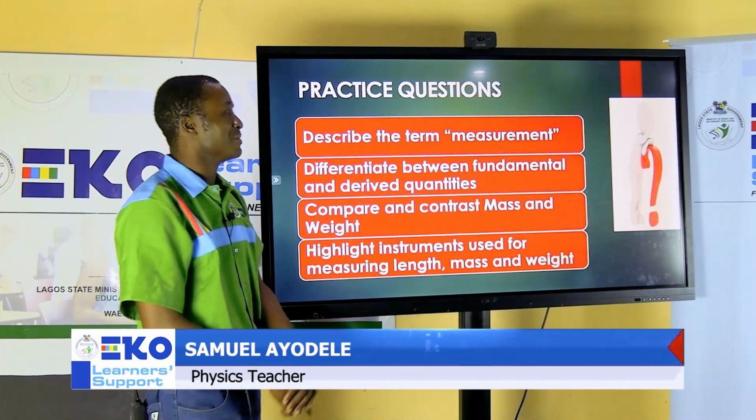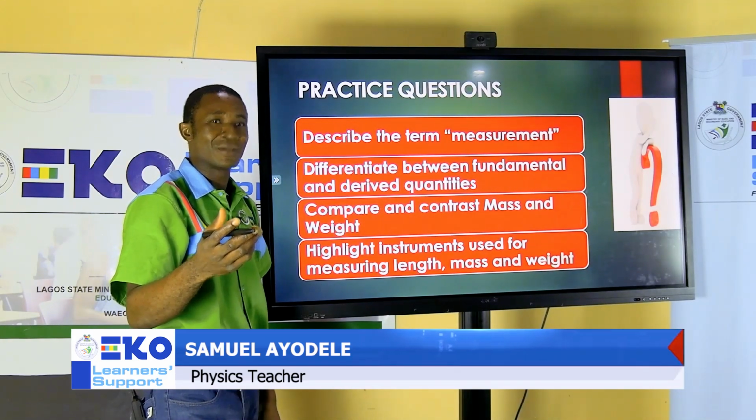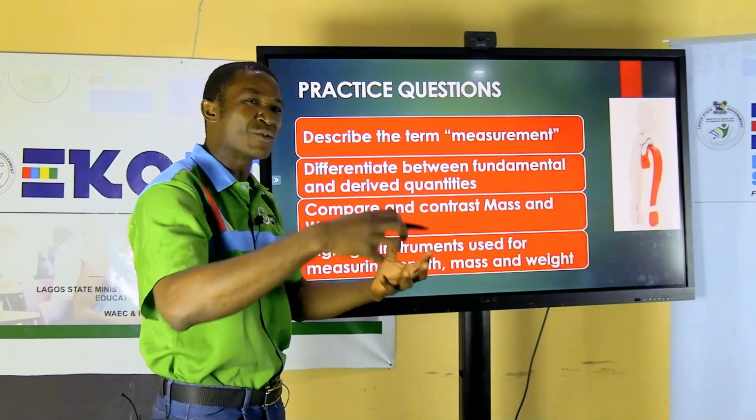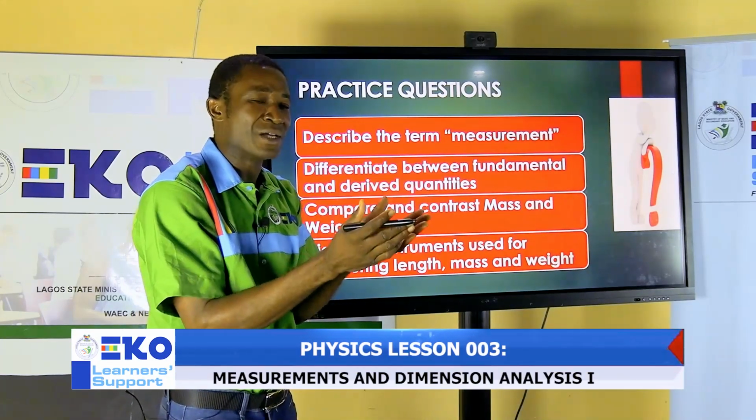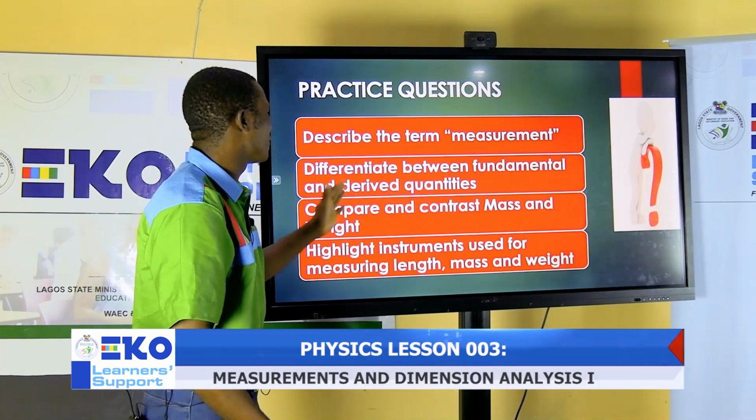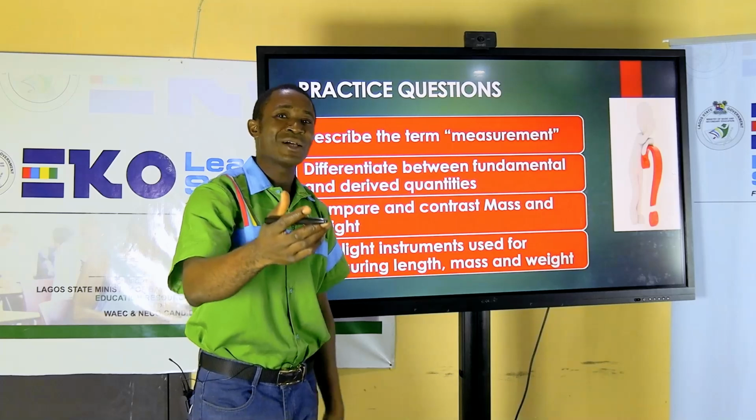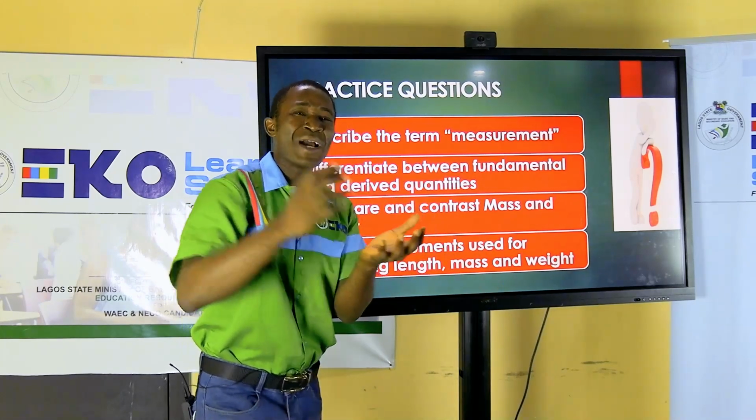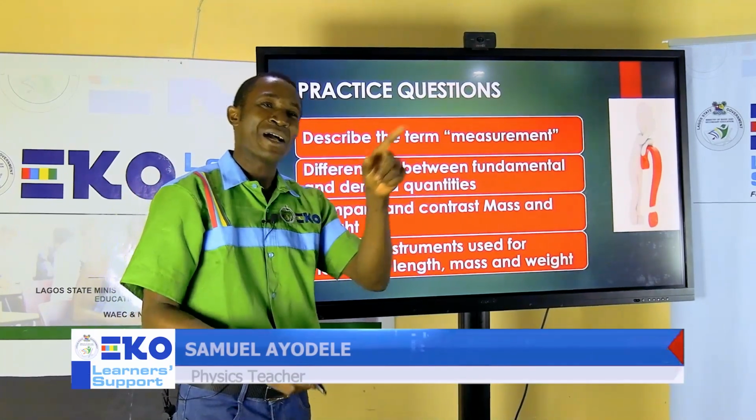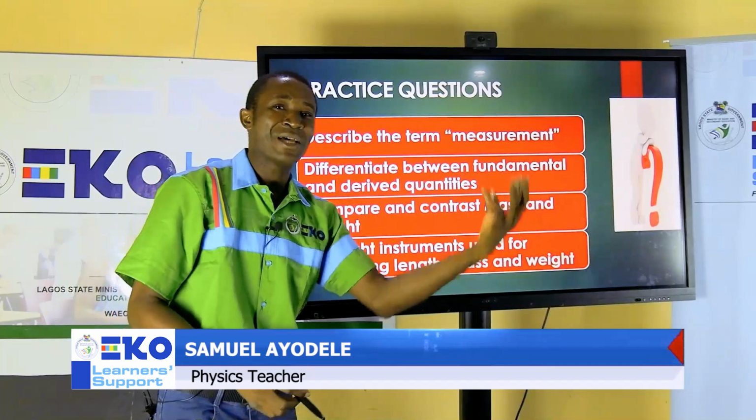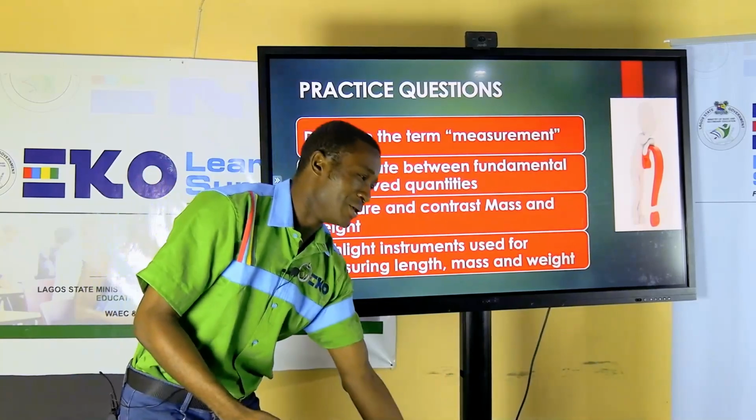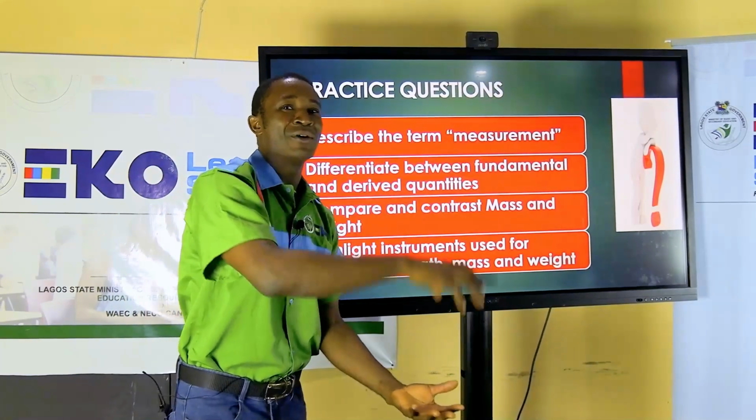Okay, look at the word measurement. What can you say about measurement? We are quantifying objects. We are measuring objects. We are looking at the quantity of a particular object. That's what we call measurement. We are quantifying the substance. Now, differentiate between fundamental and derived quantity. Like I said the other time, fundamental means the basis, while derived is gotten from combining two or more fundamental quantities. And don't forget, if there's no fundamental quantity, there's no way you can have derived quantity. So fundamental is like the foundation, while derived is like the superstructure you have on the foundation.